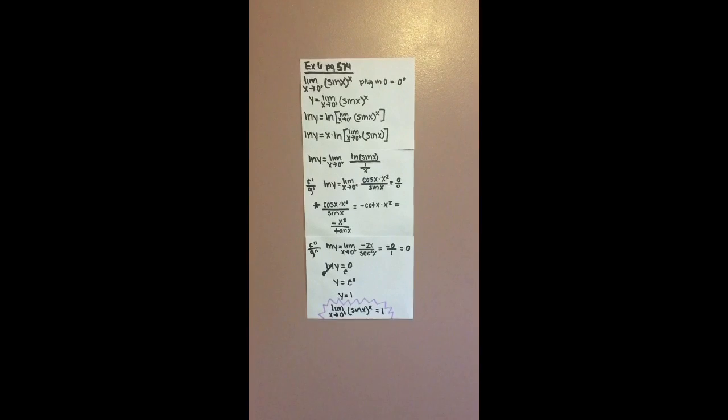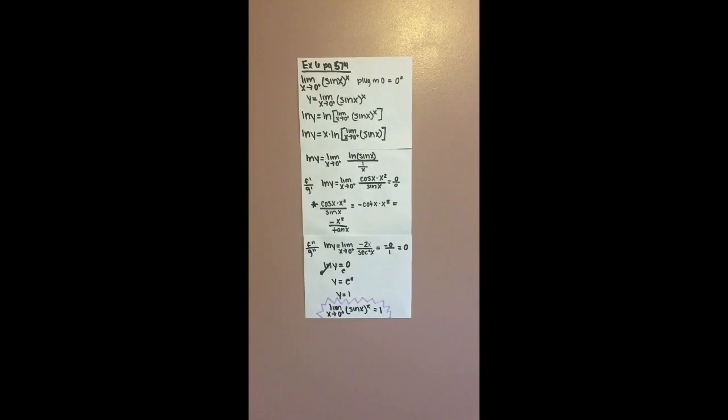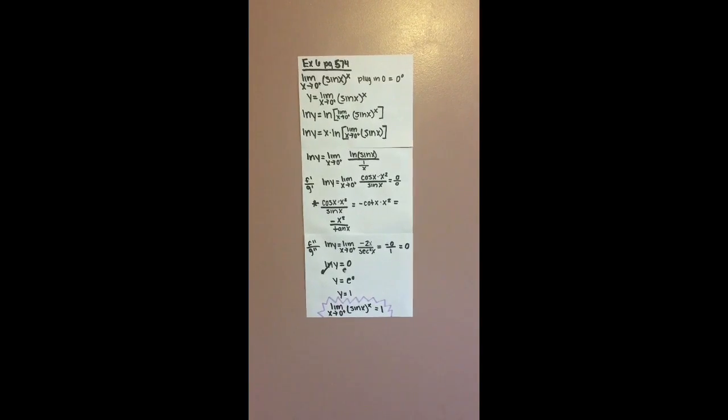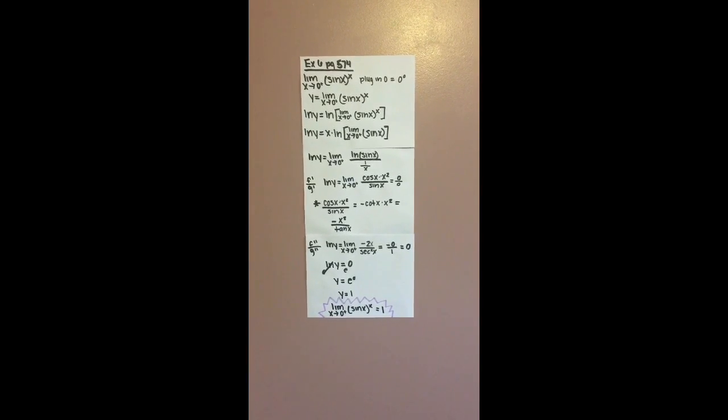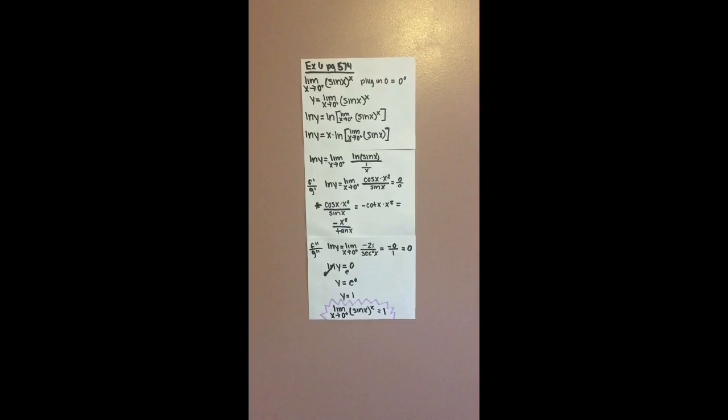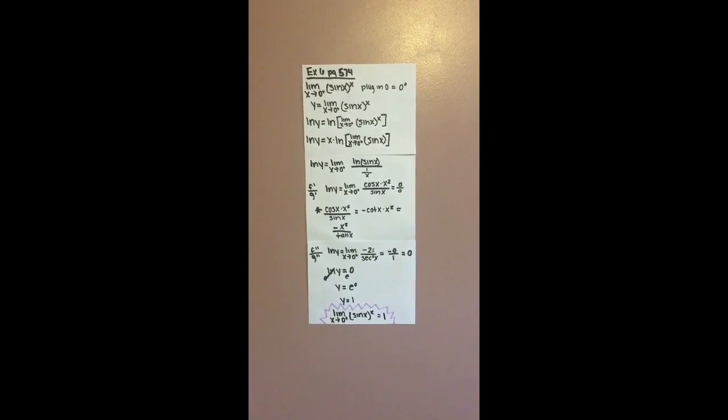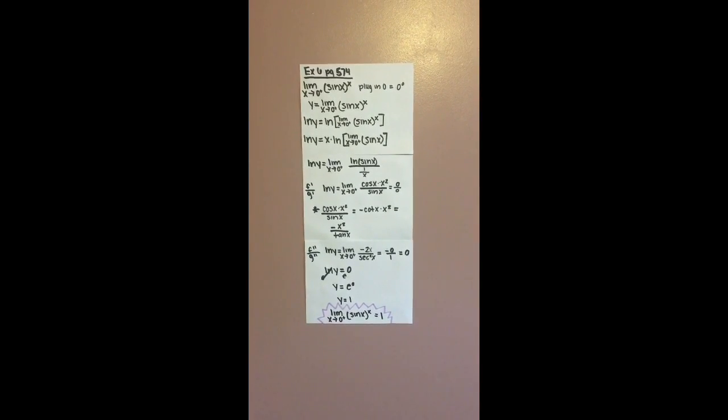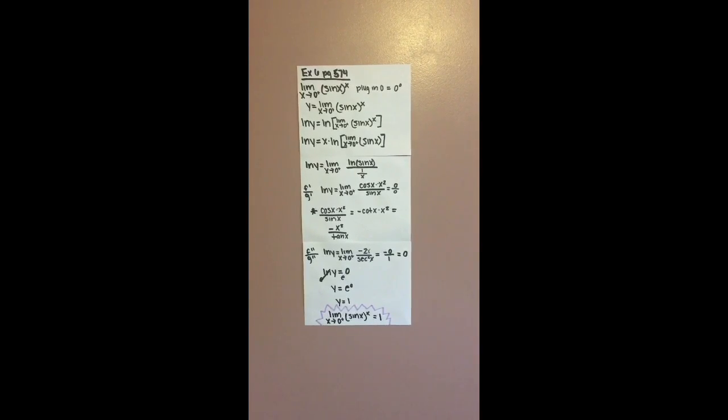The first thing we're going to do is set the limit as x approaches 0 from the right of sine of x to the x power equal to y. And then we're going to continue by taking the ln of both sides. After taking the ln of both sides, one of the properties of logarithm says that we can move the x down from the exponent and put it in front of the ln.